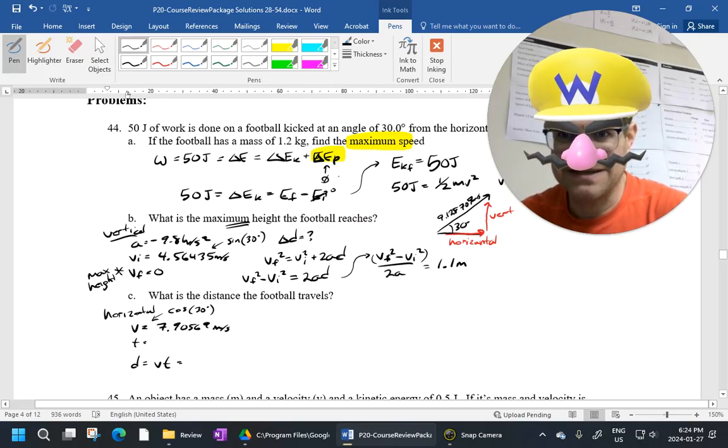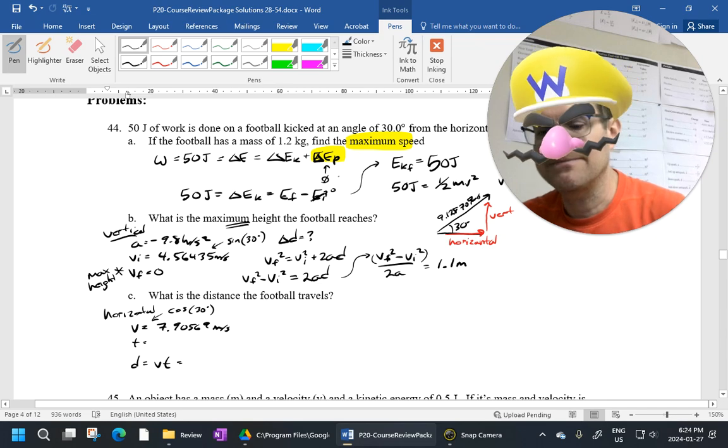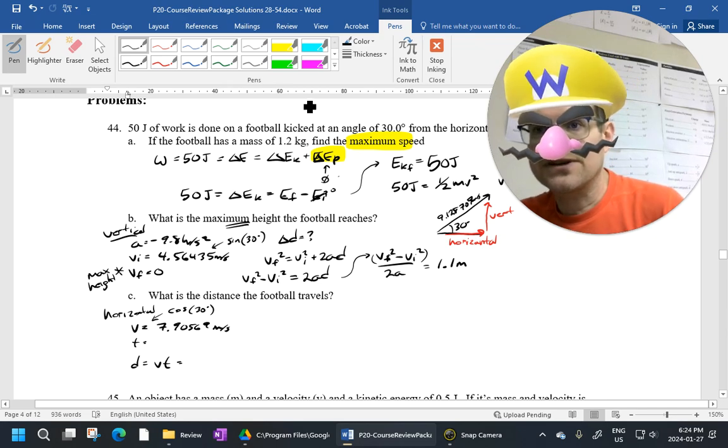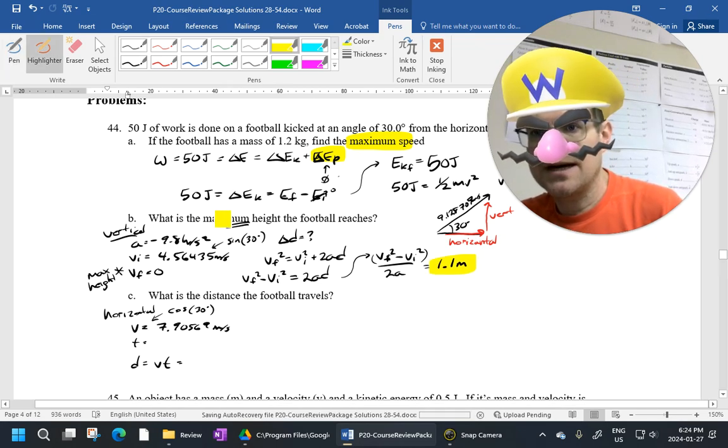I'm just going to double check my math. Squared divided by 2 times 9.81. Yeah, the 1.1 meters. Okay. So there's the first answer. What is the max height?